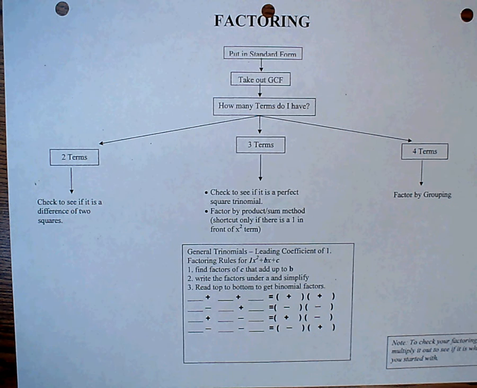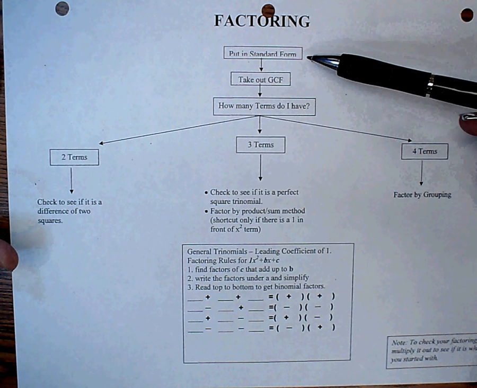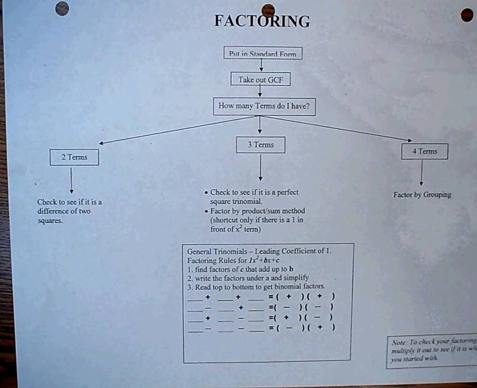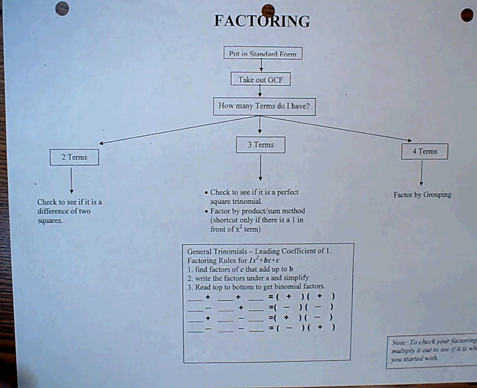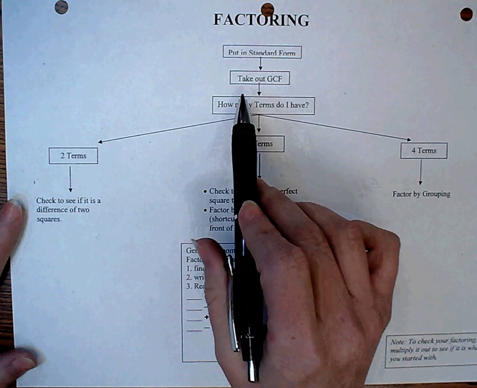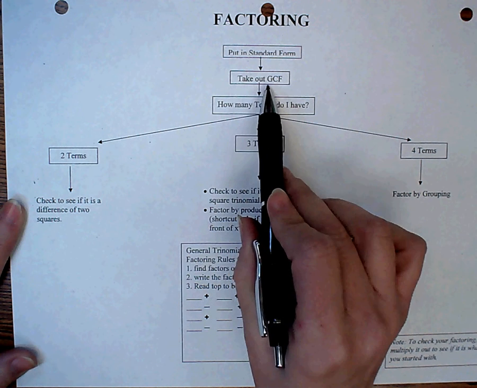Today we'll be factoring polynomials completely. If you look at this flowchart, you will notice the first thing that you must do is have the polynomial in standard form. Once you have the polynomial in standard form, then factoring should be pretty easy. You have to take out the GCF.